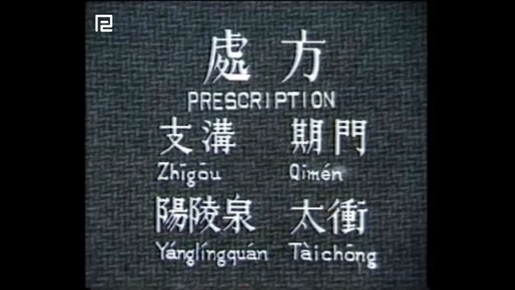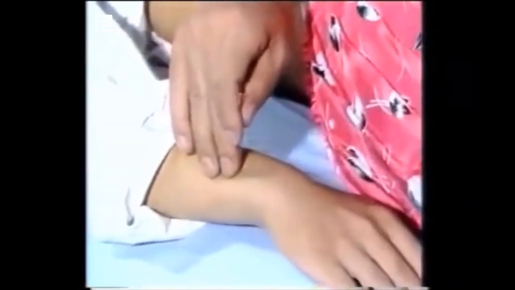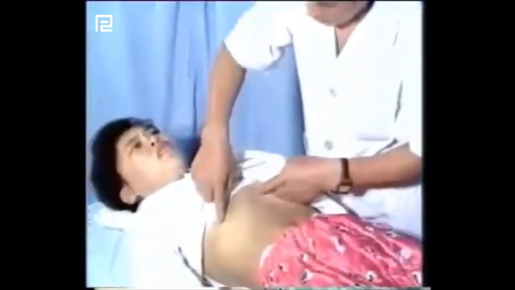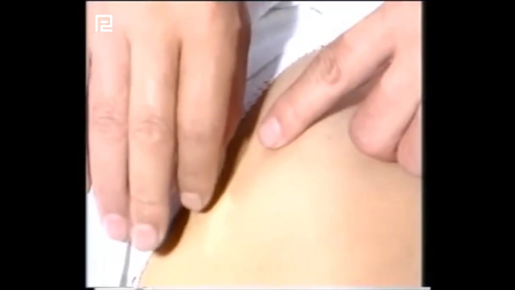After routine sterilization, puncture Zhigou, Sanjiao 6, to remove obstruction in the Shaoyang meridian. Puncture horizontally Qimen, liver 14, along the intercostal space to pacify the liver. Puncture Yanglingquan, gallbladder 34, to regulate qi of the liver and the gallbladder.